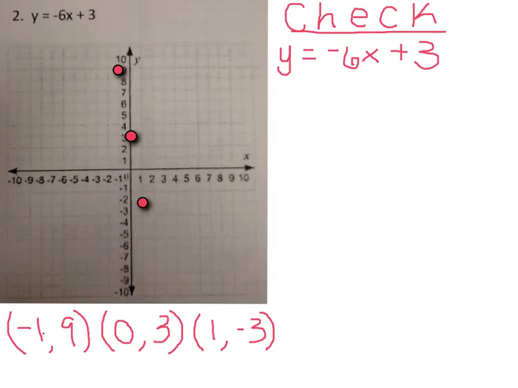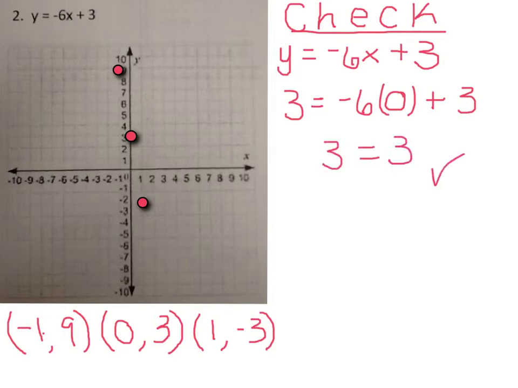My next coordinate is (0, 3). 3 is my y value, and 0 is my x value. 3 is equal to -6 times 0 plus 3. I will first multiply -6 times 0, which is 0. That leaves me with 3 is equal to 3. That checks out as well.